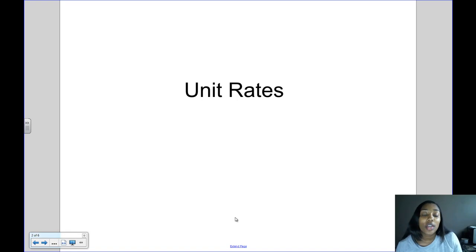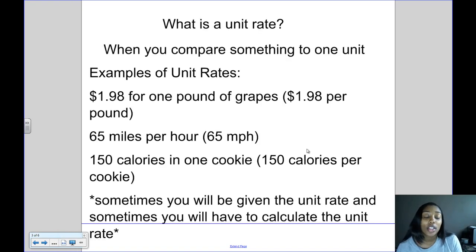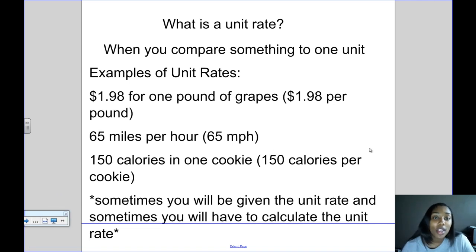So today's video is about unit rates. Let's start with what is a unit rate. Well, when you compare something to 1 unit, that would be a unit rate. A unit rate is still a ratio, but it's a specific kind of ratio, and it's a ratio that's comparing something to 1 unit.